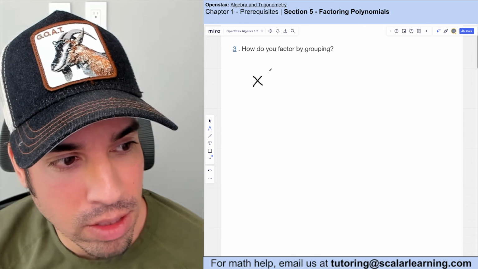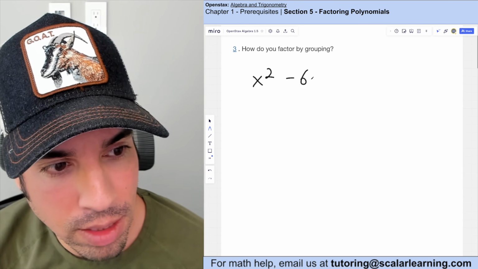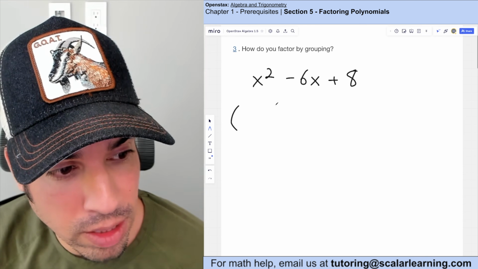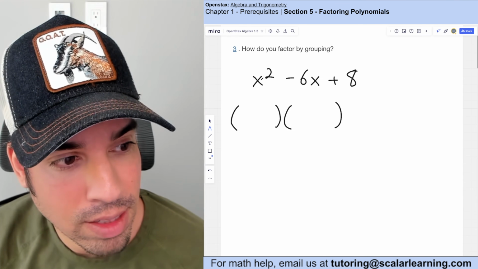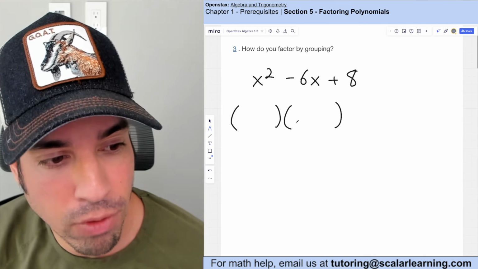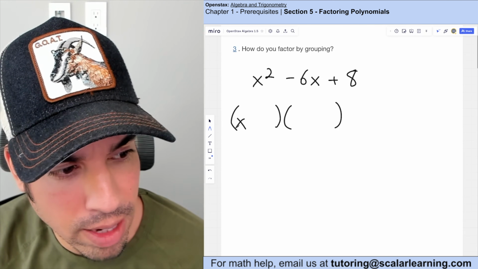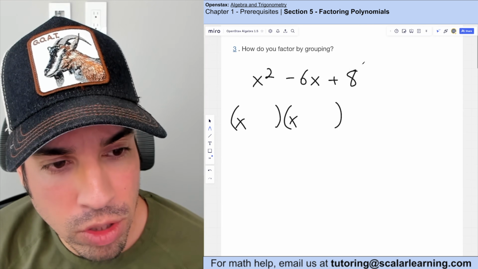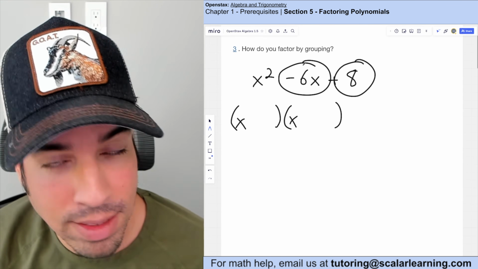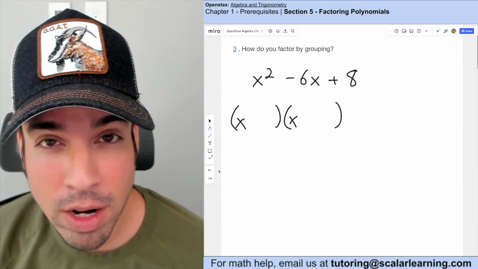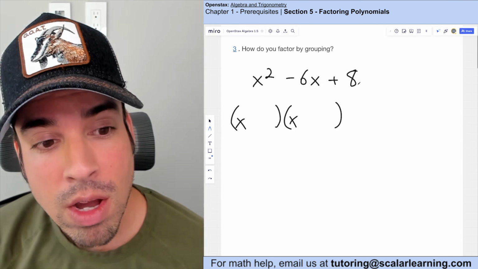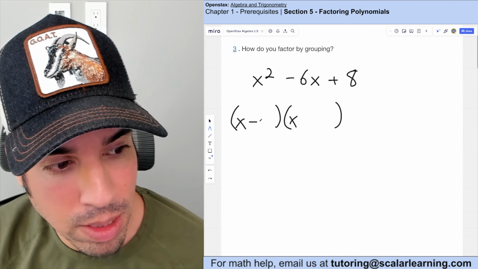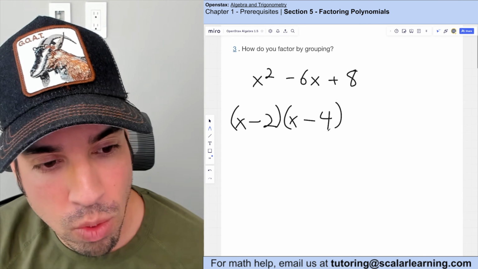For example, we have x squared minus 6x plus 8. When I factor by grouping, first I'm going to split it into two groups like so. Since I see x squared here, that's going to be the product of the first two terms in these parentheses, so that's going to be x and x. Then I ask, what two numbers multiply to 8 and add to negative 6? Just note, not every trinomial is going to be factorable, but this one is. We do have two magic numbers that multiply to positive 8 and add to negative 6. That's going to be negative 2 and negative 4, and that's the process.